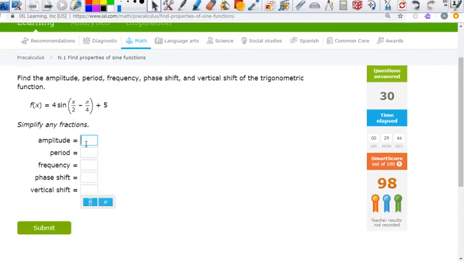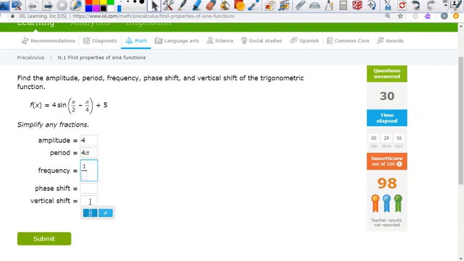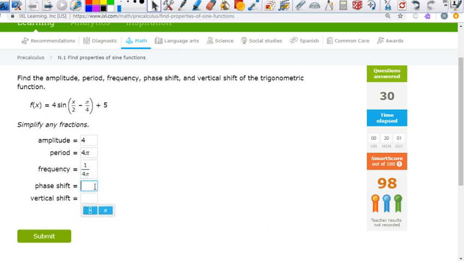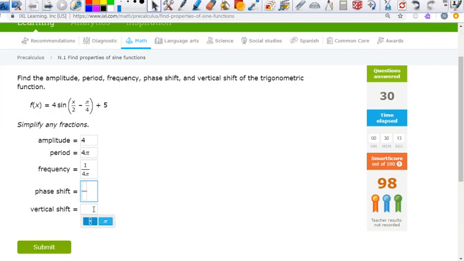Amplitude is 4. Period is 2 pi divided by 1/2. It's going to be 4 pi. Frequency is 1 over 4 pi. Phase shift is going to be pi over 4 divided by 1/2, which is going to be 2 pi over 4, which is going to be pi over 2, positive. And vertical shift is +5.